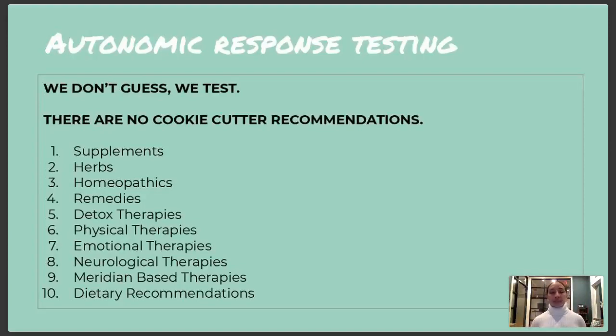So when we do this test, we use your DNA, which is in your hair, by the way. We use your DNA to test for what supplements are good for you and your body, what remedies are good for you, what types of detox therapies are good for you. Do you need physical therapies like rehab, like chiropractic? Do you need emotional work? Do you need neurological work like neurofeedback? We look at all of these things and we test them against your DNA to know what is going to get you better in the fastest amount of time for the least amount of money.